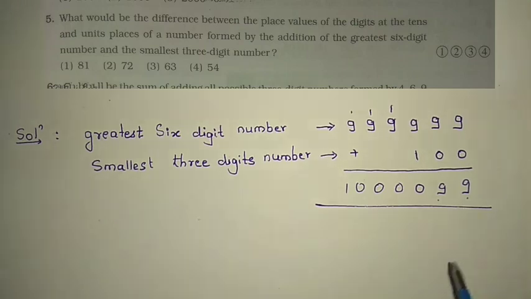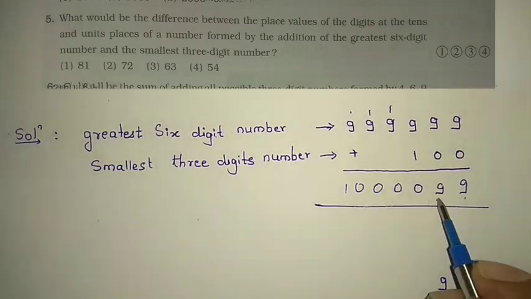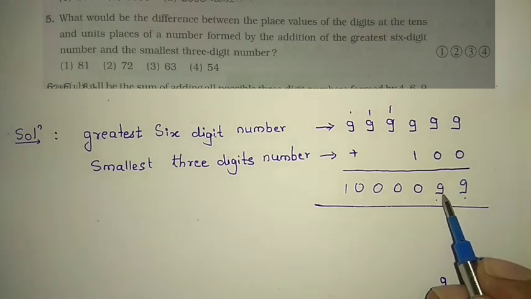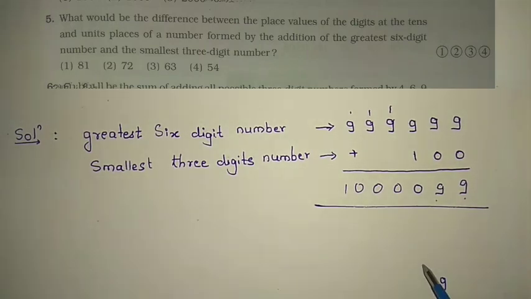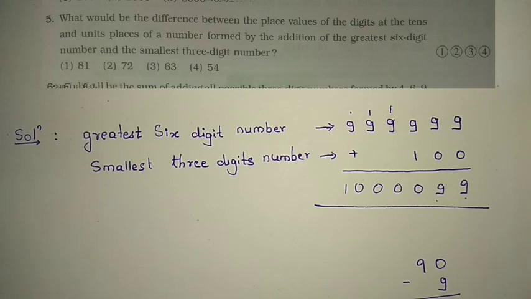The 9 at unit place is 9 only, and at 10 place also 9, but it is 99, so the value of this 9 is 90. This 9 is at 10 place and this 9 is at unit place. Difference means we have to do the minus, so 90 minus 9 is 81. So 81 is our answer.